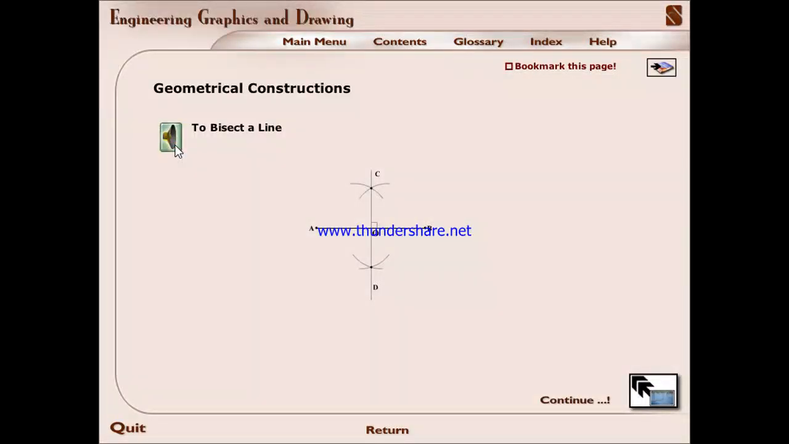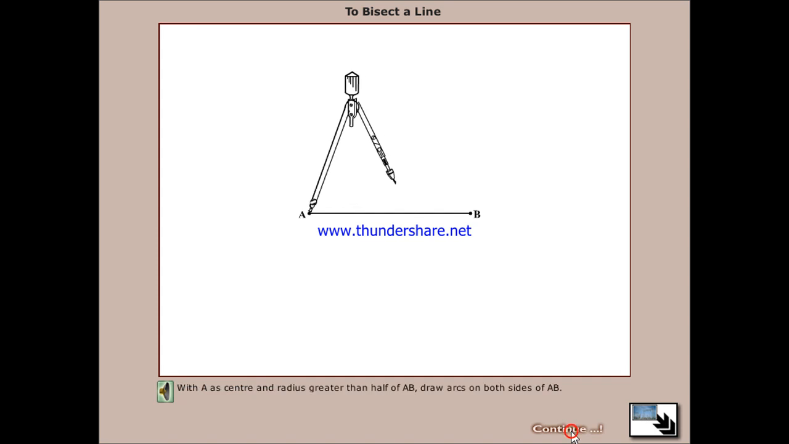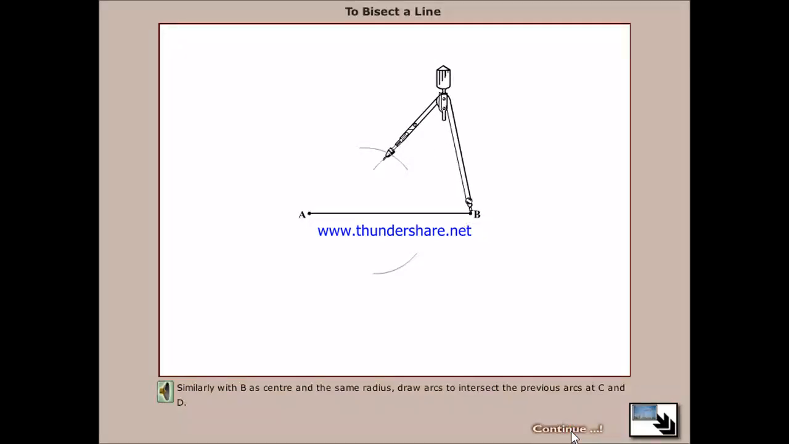To bisect a line. Draw the given line AB. With A as center and radius greater than half of AB, draw arcs on both sides of AB. Similarly, with B as center and the same radius, draw arcs to intersect the previous arcs at C and D.